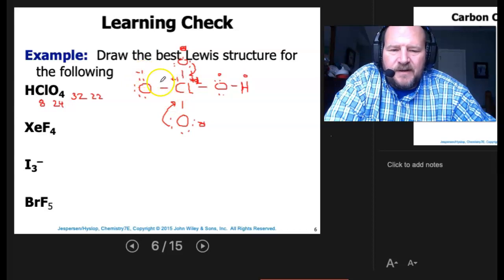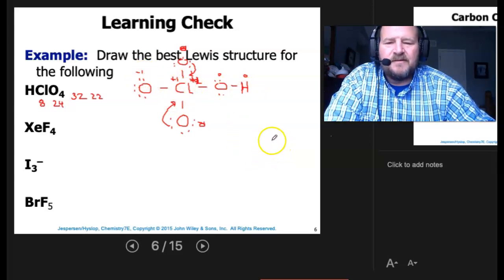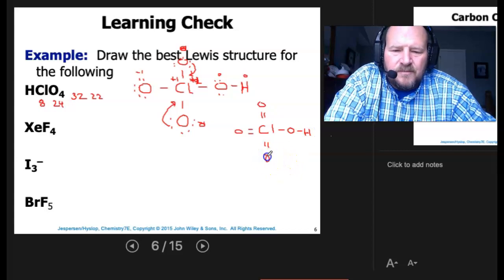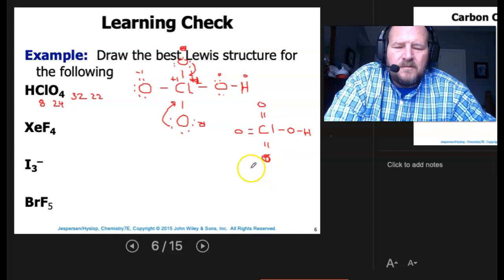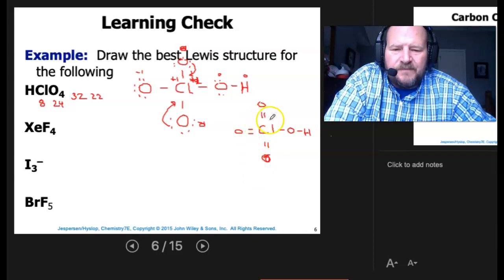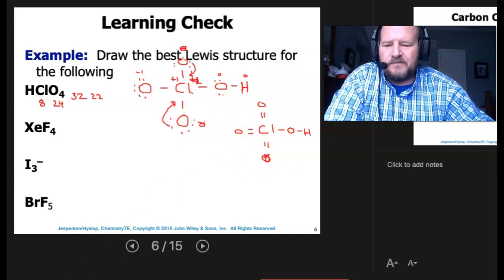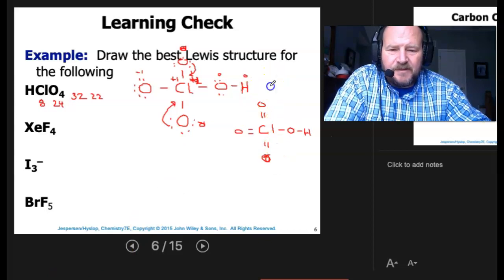And then I could share another pair. That would give me zeros all the way around. Does that make sense though? So we have chlorine in the middle with a double bond to an oxygen, double bond to an oxygen, double bond to an oxygen, bond to an oxygen, bound to a hydrogen. Now chlorine has 1, 2, 3, 4, 5, 6, 7 bonds, which means everybody has a formal charge of 0. As that is, this is our best structure.